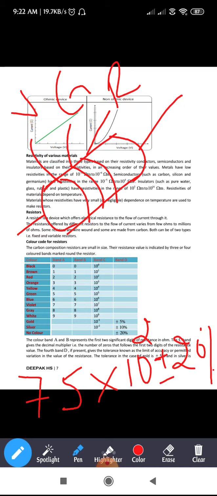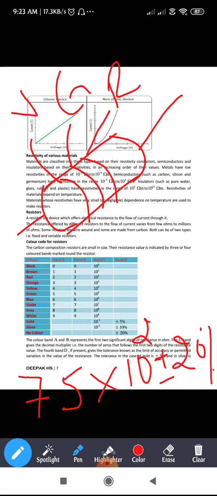If no fourth band is present, the tolerance value comes out to be 20%. So always remember that even if a given resistor has only 3 bands, you need to express the value of the resistor in terms of tolerance also. First you write the A and B values, next you write the C value, and you need to write the D value also, even though the fourth band is not present. As I said, if the fourth band is not present, you need to take the tolerance value as 20%.